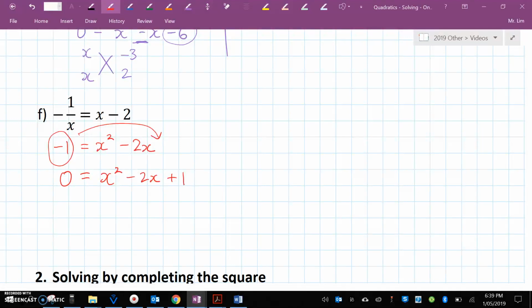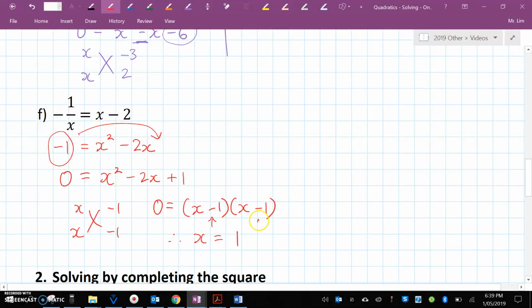It's a trinomial. Monic. Cross cross x x. Two numbers that multiply to 1 but add to minus 2 are minus 1 and minus 1. So 0 is equal to x minus 1 times x minus 1. Therefore, x is equal to positive 1. Opposite sign, same answer. This is just x equal to 1.